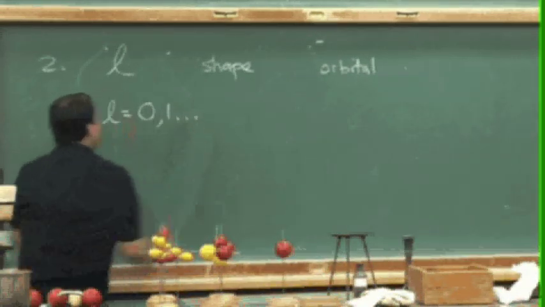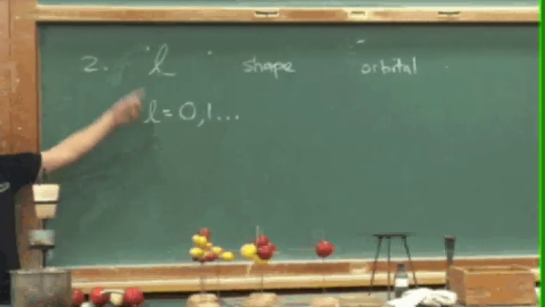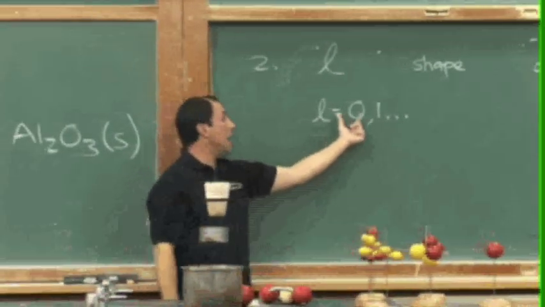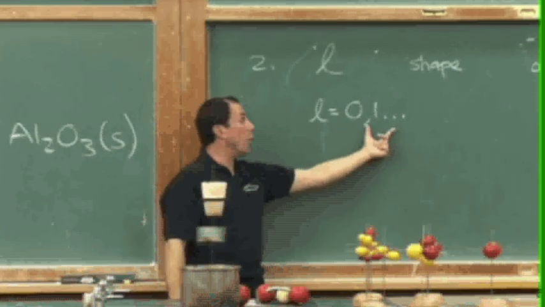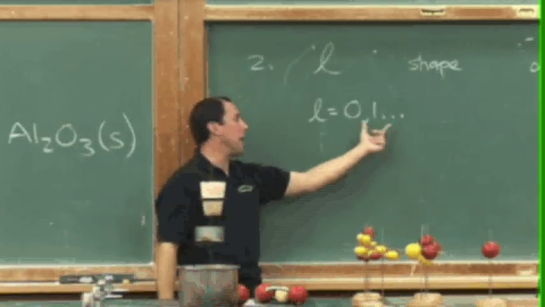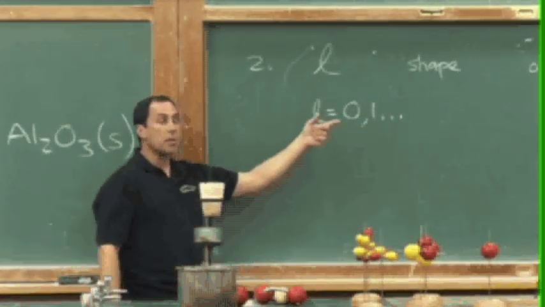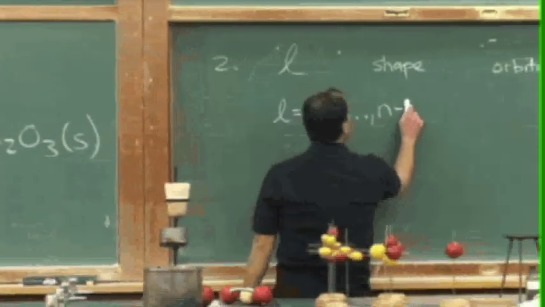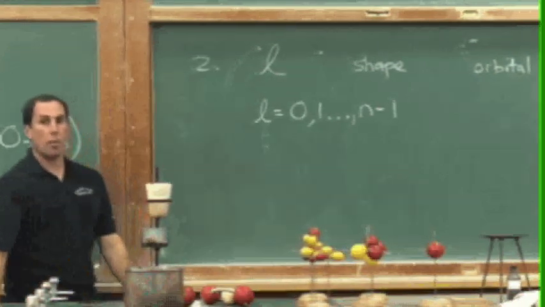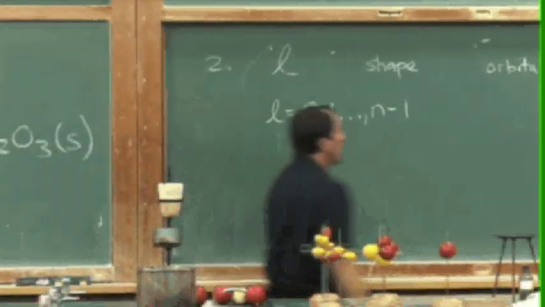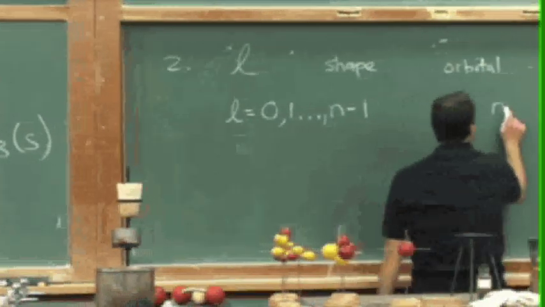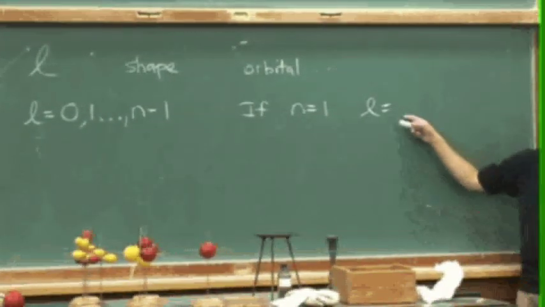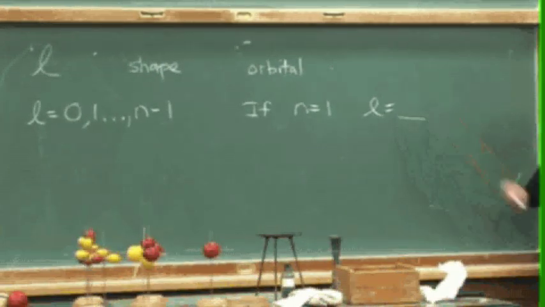l starts at 0. So it starts lower than n. Lowest value for n is 1. l starts at 0, and it's whole numbers. And in theory, it can go all the way up to infinity. So we could have l equal to infinity. But l is dependent on n in this way. l can never be equal to n. It maxes out at n minus 1. For example, if n is equal to 1, l can only be equal to one value. What would that be?